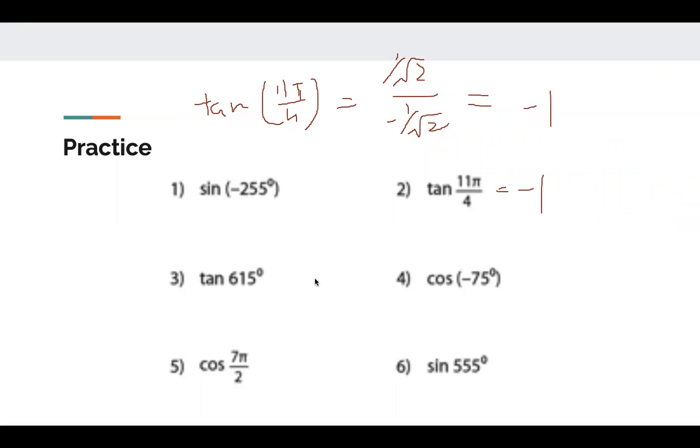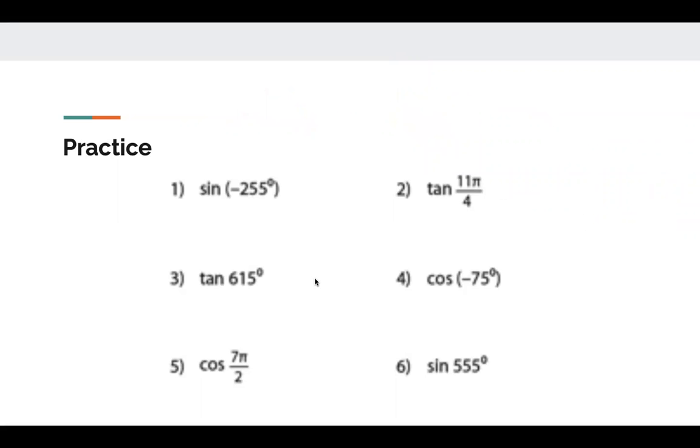Okay, and finally, number 3. Tangent of 615 degrees, which is 300 plus 315. Good, that worked. So 300 degrees plus 315 degrees.